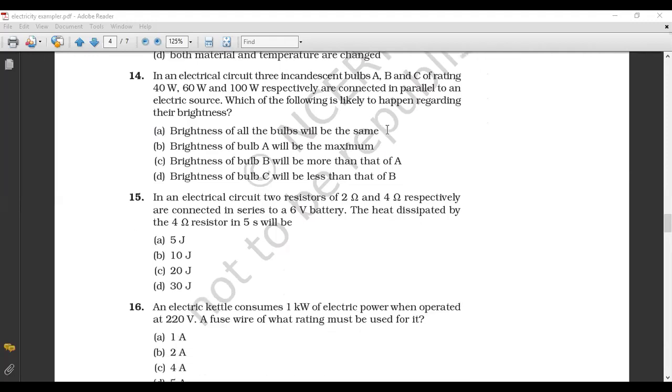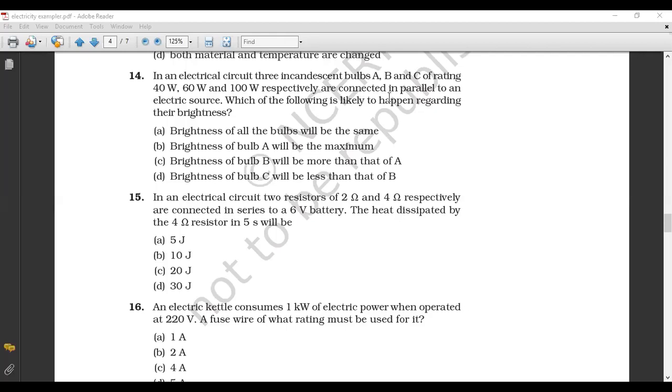Question number 14. In an electric circuit, 3 bulbs A, B, C of rating 40 watt, 60 watt, 100 watt respectively are connected in parallel to an electric source. Which of the following is likely to happen regarding the brightness? So we have 3 bulbs A, B, C. The power of all three is given: 40 watt, 60 watt and 100 watt. And we have to find which of the following will give us more brightness.